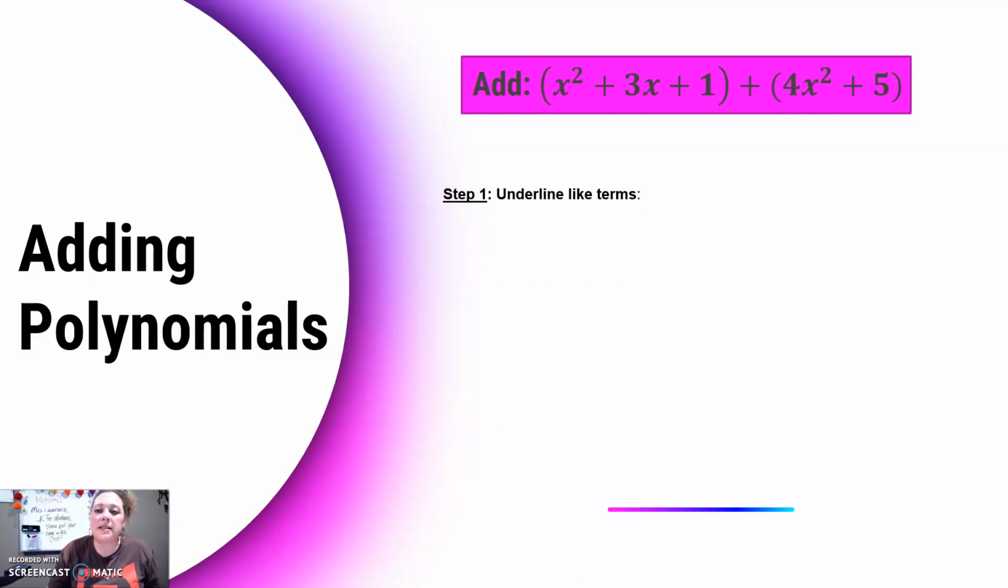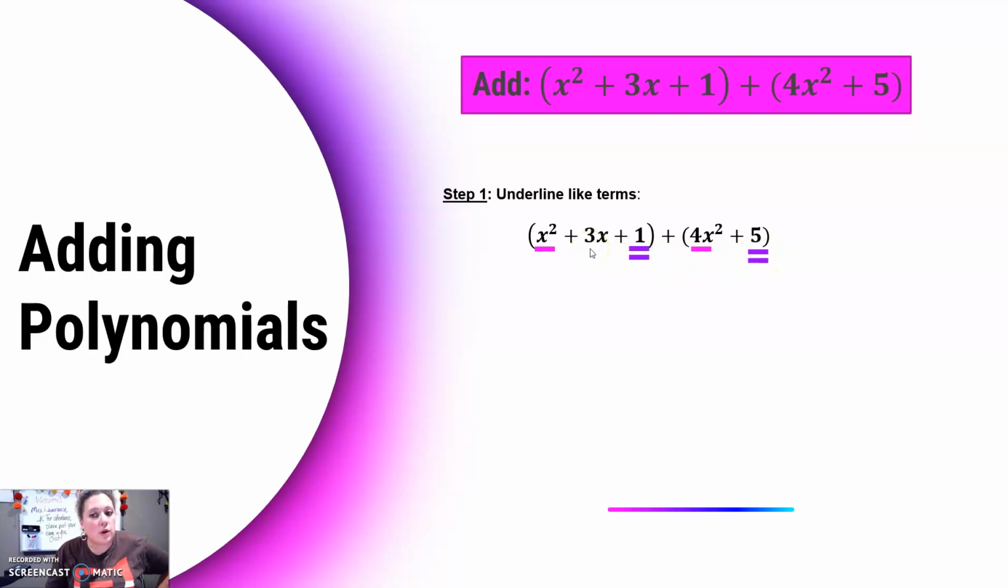So this first step is to underline the like terms. You need to identify which terms are like, because in order to add them, they have to be the same variable to the same power. So I take this problem again, and I've underlined now the like terms. So I have x squared. I'm going to look through the rest of the problem and see, is there any other x squared? There it is. I have another x squared. I have 1. Do I have any other constants? Yep, there it is, 5.